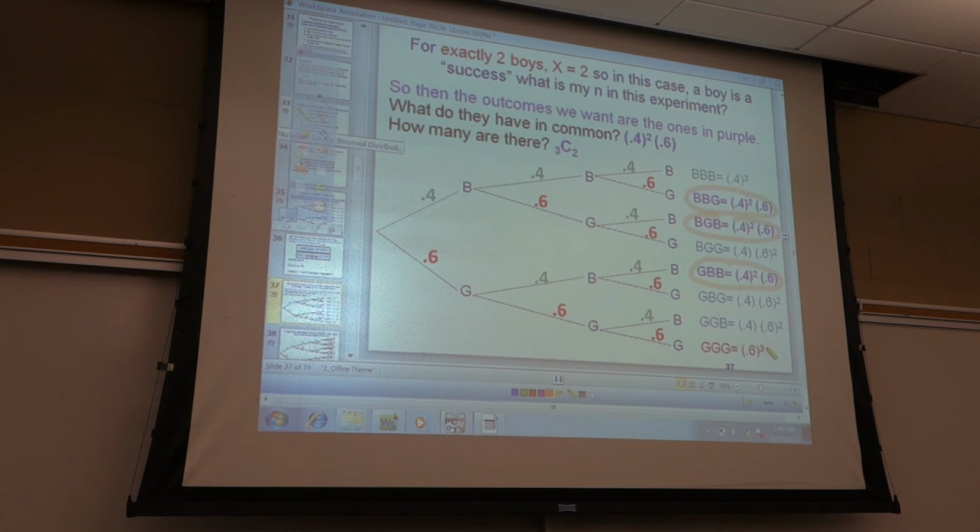Oh, and the other question is, how many of them are there? How many things have I circled here? 3.